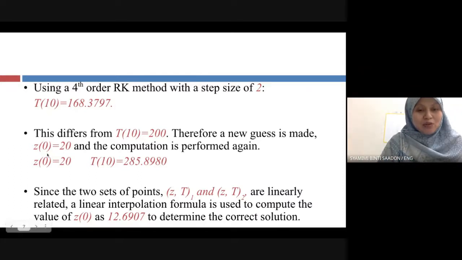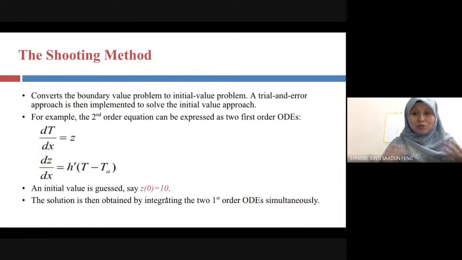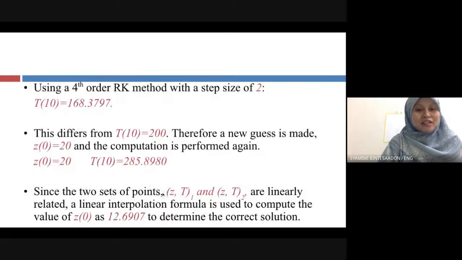So now we try again and make a new guess. This time we make a new guess, Z0 equals 20. The first round was Z0 equals 10. This is just an assumption. So now we assume Z0 equals 20, and then we perform the computation again, using the fourth order Runge-Kutta method. And then we get T10 equals 285. Now it becomes higher than the boundary condition given.